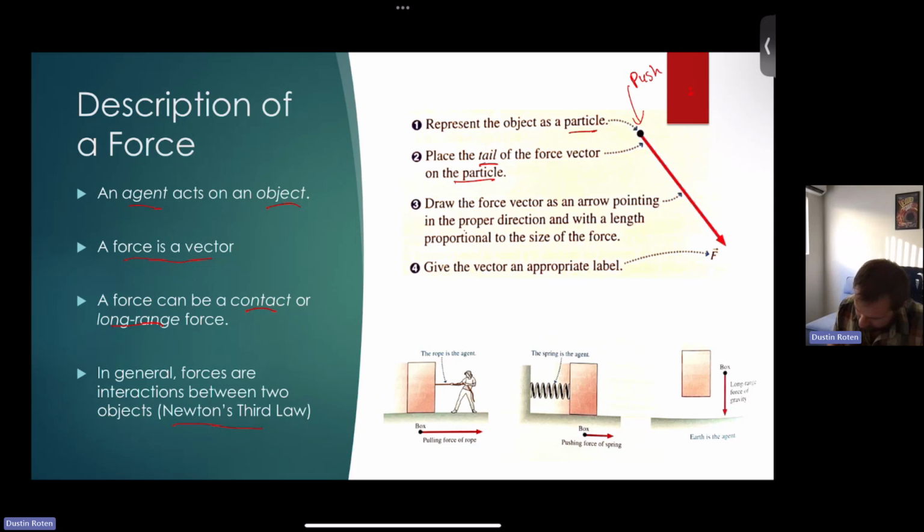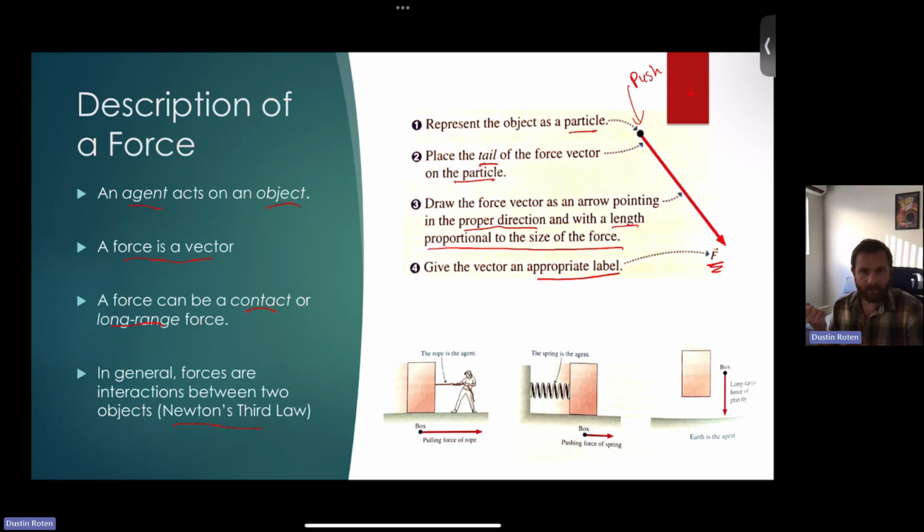So it's got to be in the proper direction and with a length proportional to the size of the force. That proportionality has got to be there. It looks like I pushed this pretty hard because that vector is pretty long. That's the general idea. And of course, just with any vector, you want to give it the appropriate label. We usually, but not always, apply a capital F as a force to some vector.